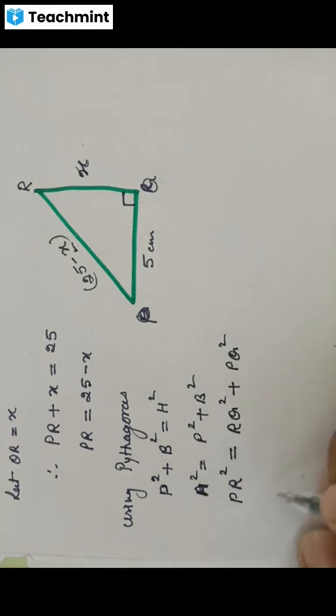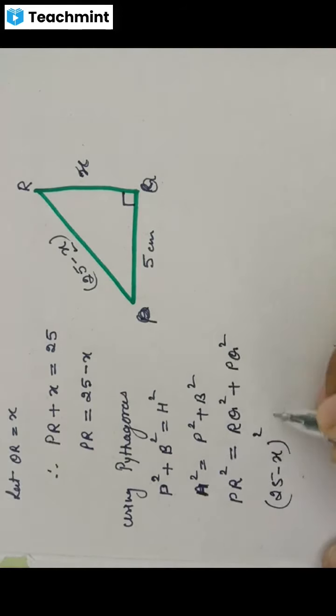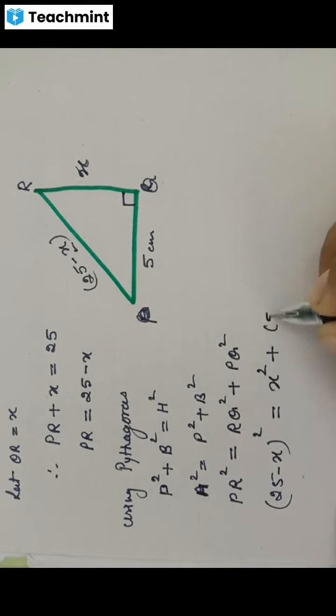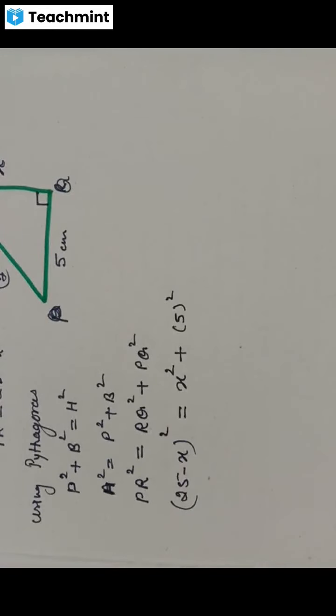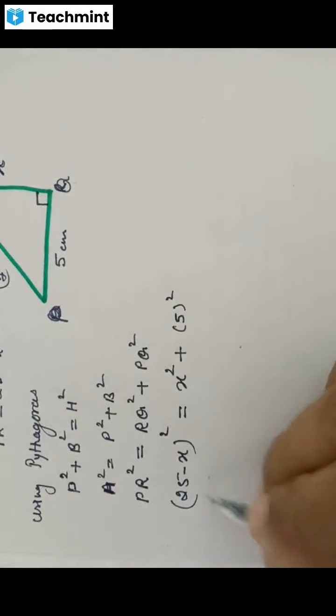So this gives me (25 minus X) whole square is equal to RQ, which is X whole square, plus your 5 whole square. So you can see, if you are going to elaborate the thing, a minus b whole square, a square.